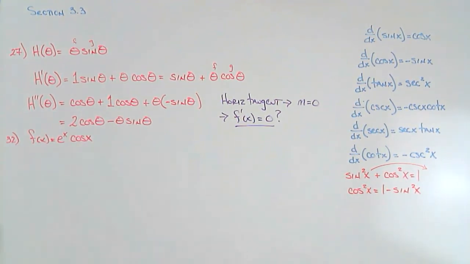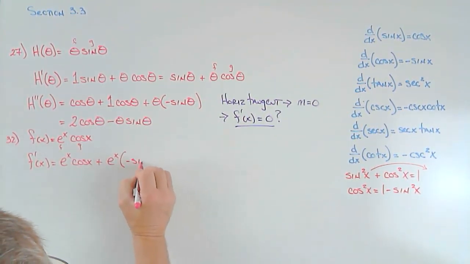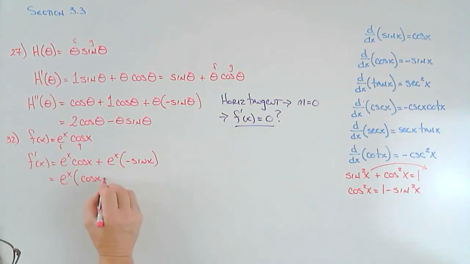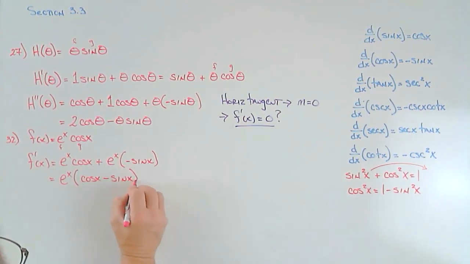Product rule, right? The derivative of e to the x is e to the x. So that's my f, that's my g. So I copy my g plus, right? And what's left? Well, I leave f alone. That's e to the x. I take the derivative of cosine. That's going to be minus sine. And if I factor this, I have e to the x, I have cosine x, because e to the x is a common factor, minus sine x.